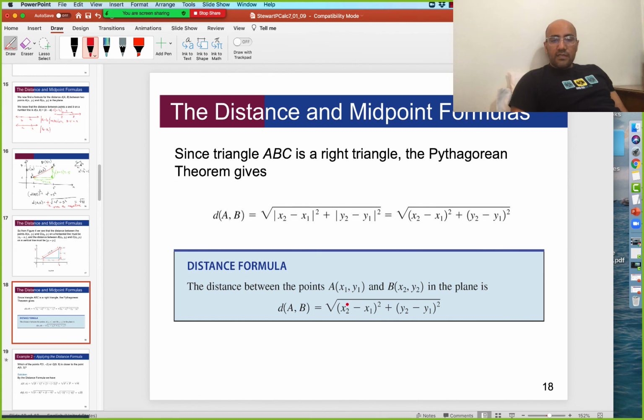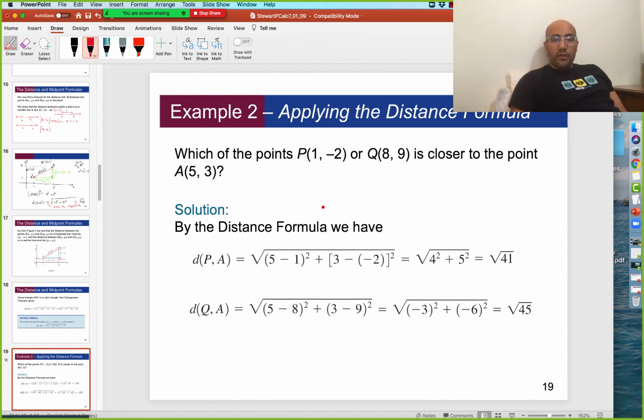It's going to be the difference in the x's squared plus the difference in the y's squared. It doesn't matter which is which when you do this, because you're going to square it. Then you take the square root of the whole thing. So it's a very easy formula. For the distance between A and P, I'm going to subtract the x's. The 1 and 5 get subtracted, and it doesn't matter whether you write 5 minus 1 or 1 minus 5. Either way, after you square it, you get 4 squared, or 16.